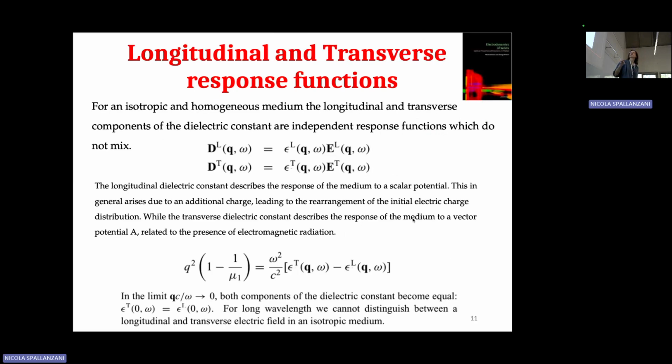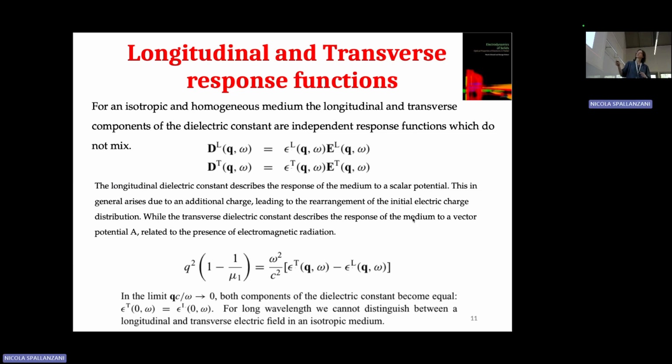For an isotropic and homogeneous medium, the elements. So in this tensor, we have the longitudinal component and the transverse component of this dielectric function. And in general, for a homogeneous isotropic medium, the longitudinal and transverse components are independent response functions, which do not mix with each other.